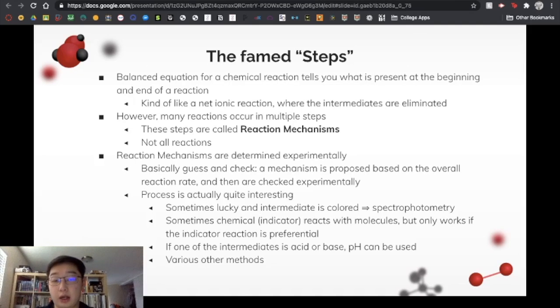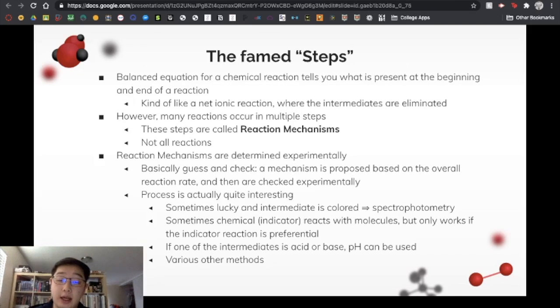Reaction mechanisms are determined experimentally, and the process is basically guess and check, where a mechanism is proposed as a guess based off of the overall rate law that you can find, and then it's checked experimentally. The process is actually really interesting. Sometimes you're lucky and you get an intermediate that is itself colored, and in that case, you can use spectrophotometry to find the concentration of the intermediate at a given time.